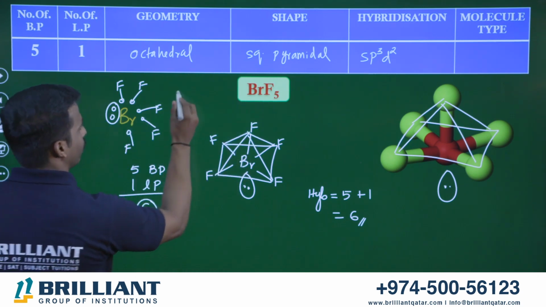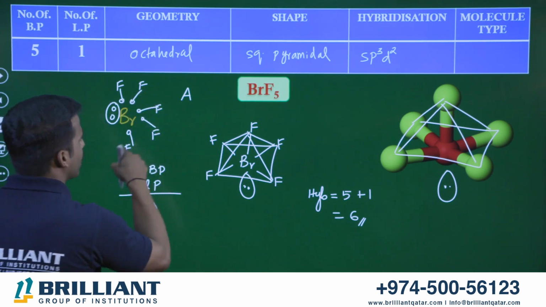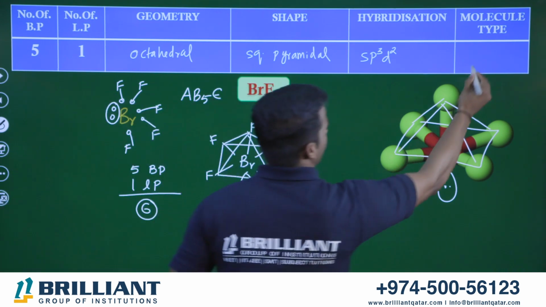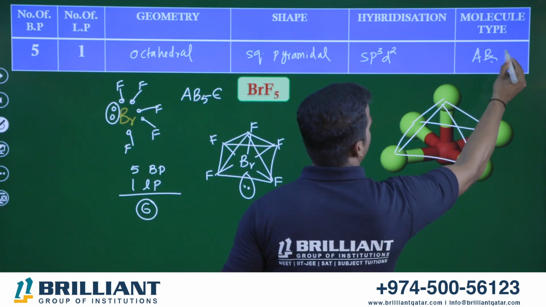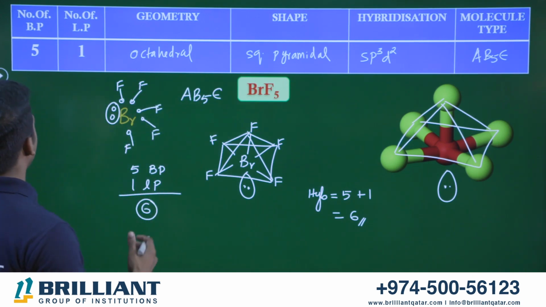Only 1 central atom. Therefore, A. How many surrounding elements are there? 5 surrounding elements. Therefore, B5. And only 1 lone pair, E. So the type is what? A, B5, E type. Clear all? Okay. A few more compounds on the left.